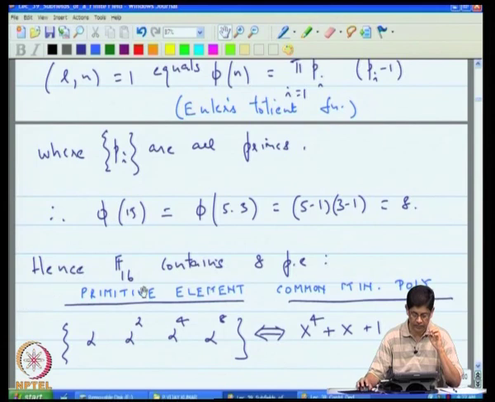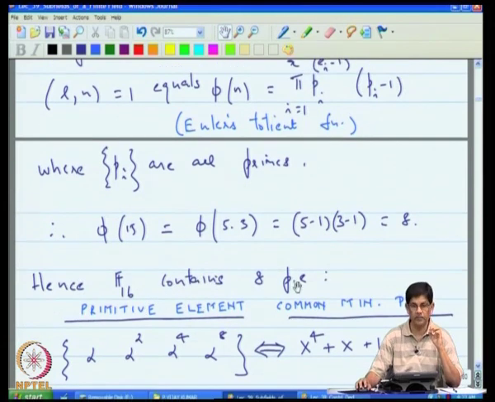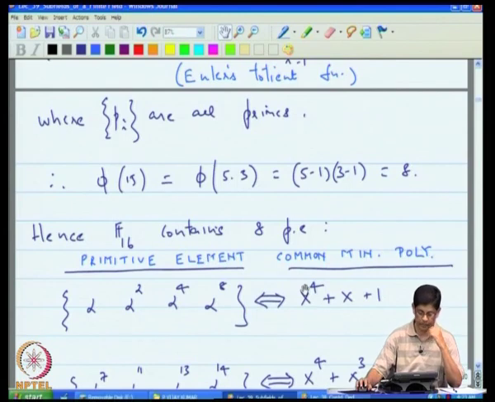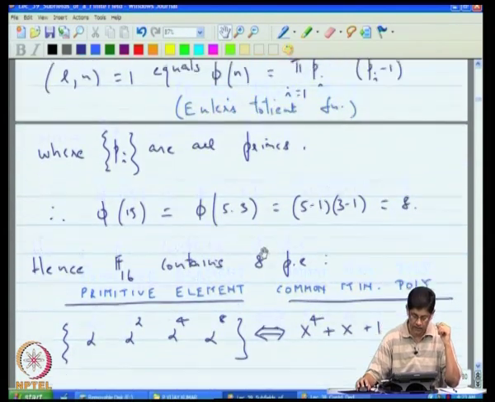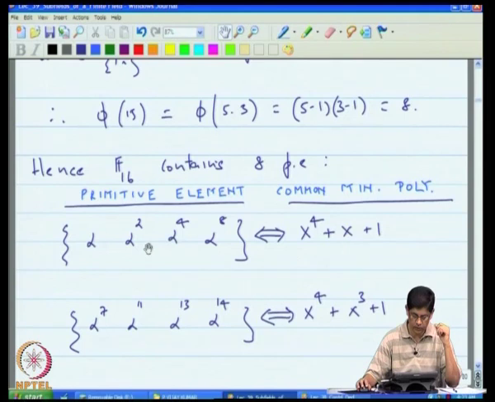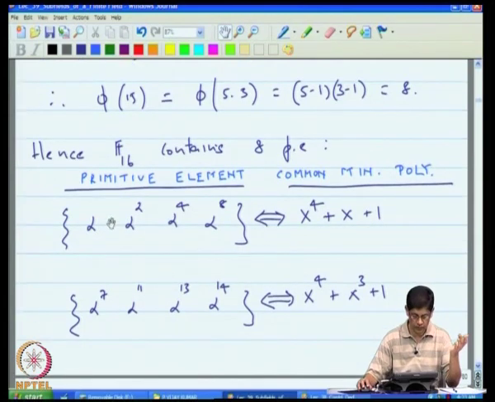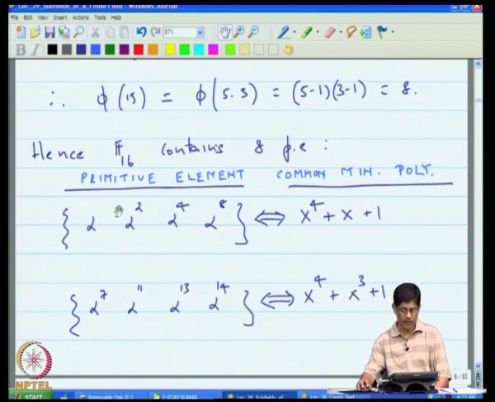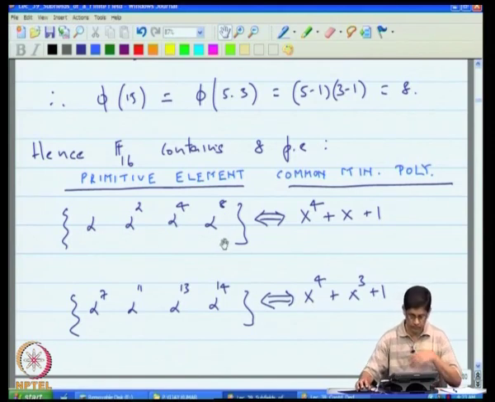So what that means is that the field of 16 elements contains 8 elements that are primitive. Now, those 8 elements correspond to powers of alpha which are relatively prime to 15, and which are less than 15. So, the integers which possess that property are 1, 2, 4, 8, 7, 11, 13, 14. These are the 8 exponents k which are relatively prime to 15.